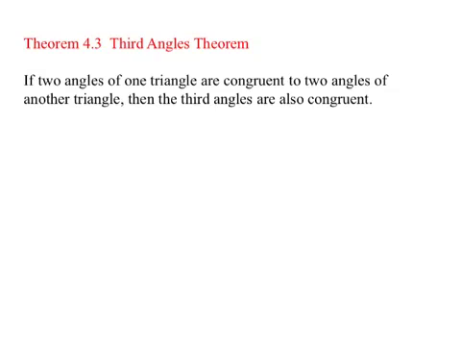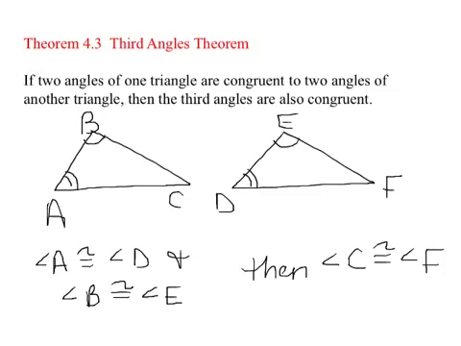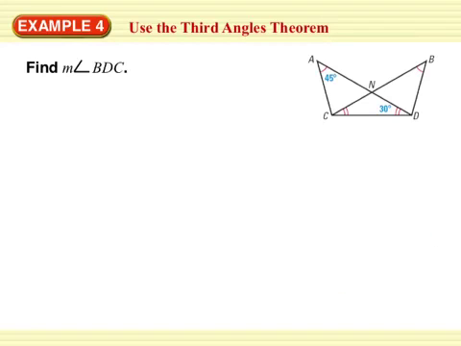Alright, third angle theorem. If two angles of one triangle are congruent to two angles of another triangle, then the third angles are also congruent. To put a drawing with it, I have two triangles that are congruent. So we can say if A is congruent to D and B is congruent to E, then we can say that C is congruent to F. Pretty simple. So let's use that information to find the measure of angle BDC.